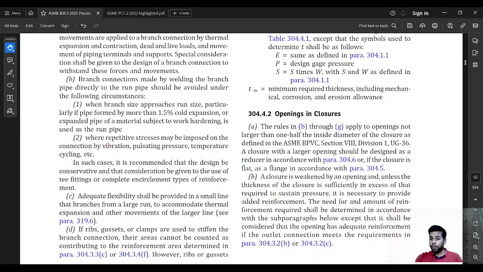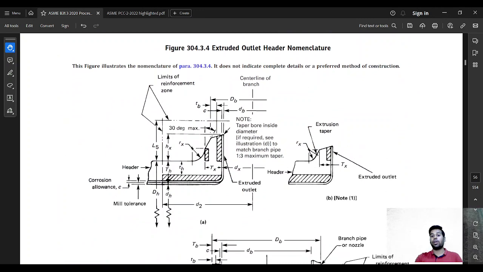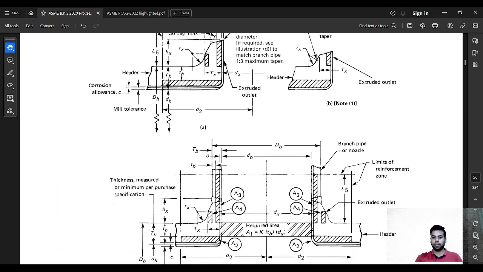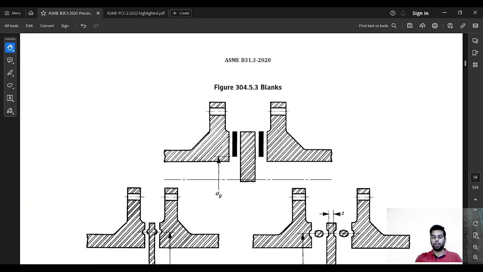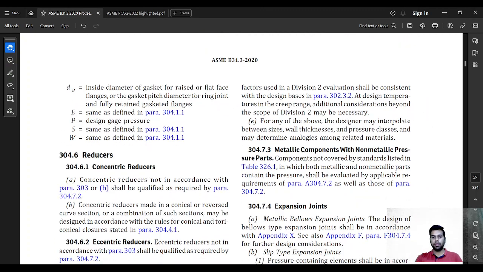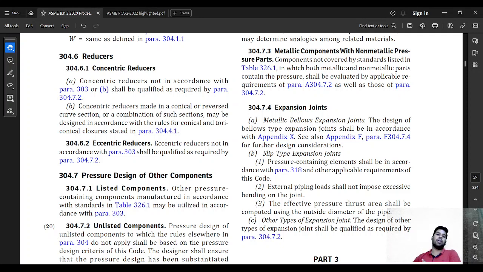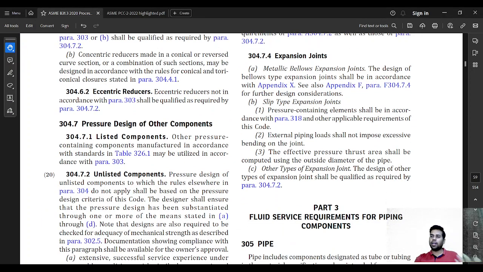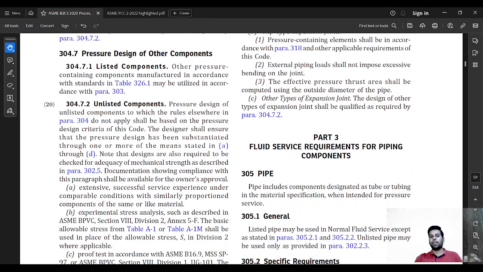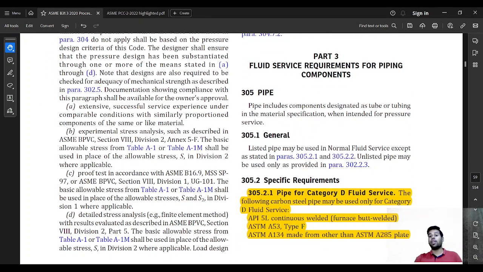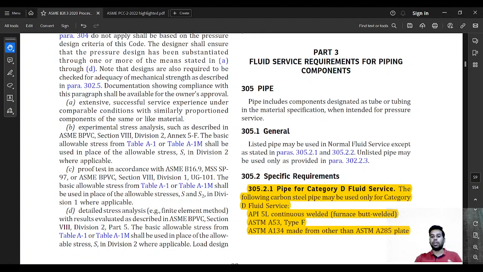Closures, openings in closures, extruded outlet header nomenclature, blanks, reducers. Reducers are basically a section where you have a high diameter piping that is connected to low diameter piping. The reducer section is known as a reducer. The reducer section will generally increase the velocity of the fluid. So if you are making a reducer, then you have to consider these requirements. There can be a concentric or an eccentric reducer. Listed components, unlisted components.